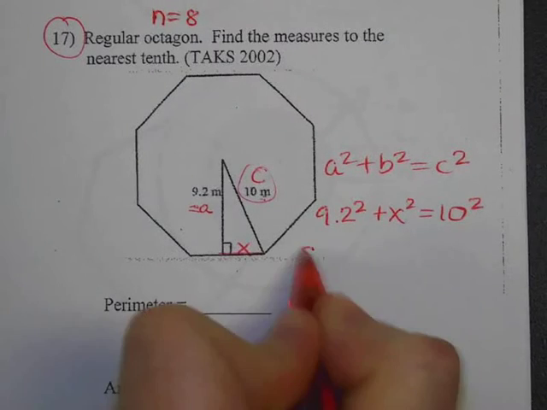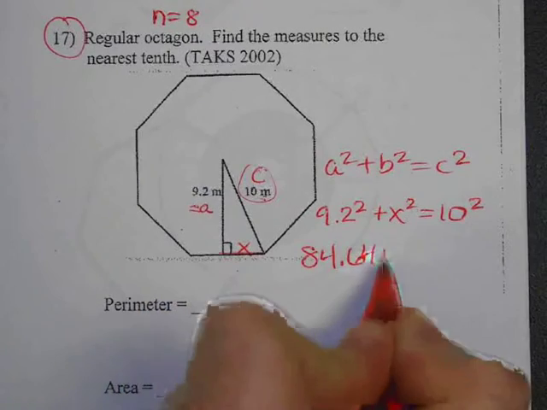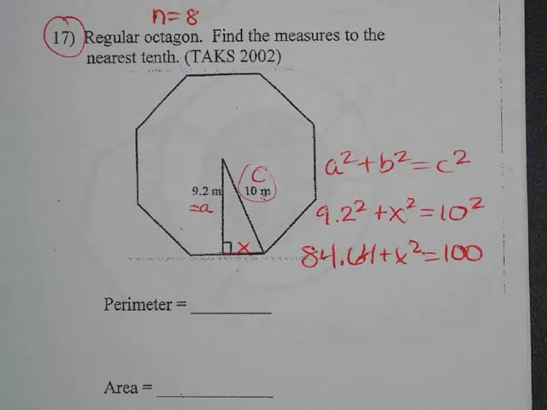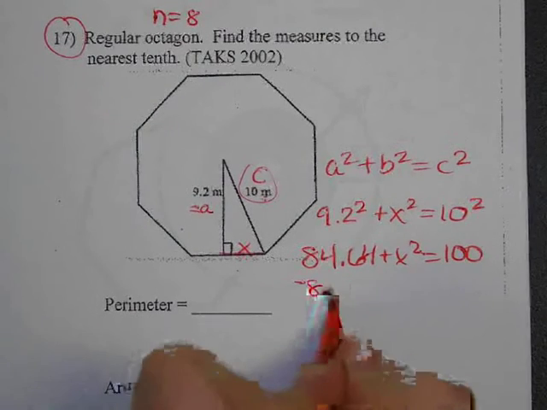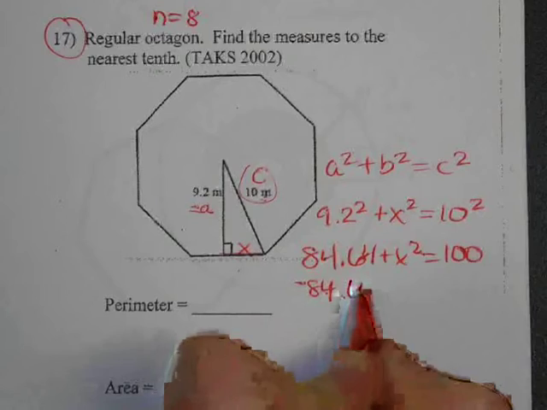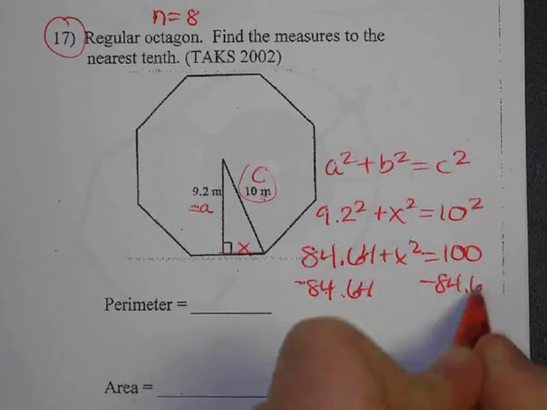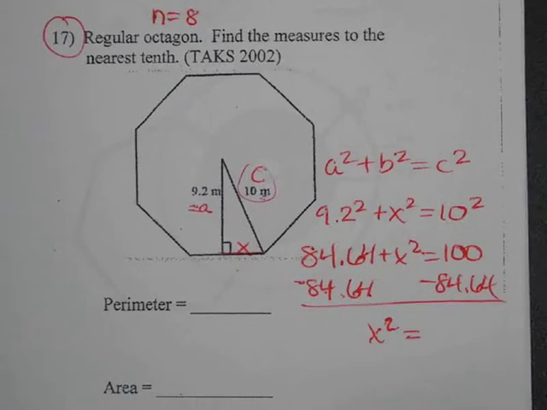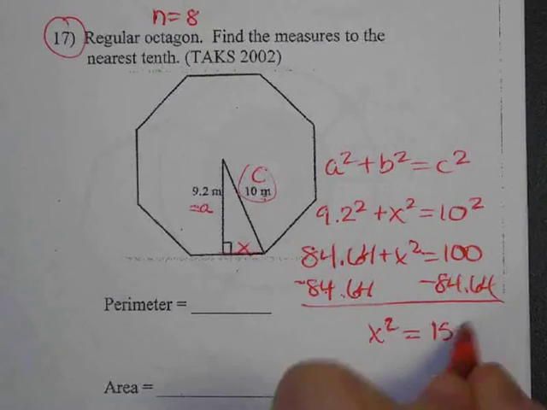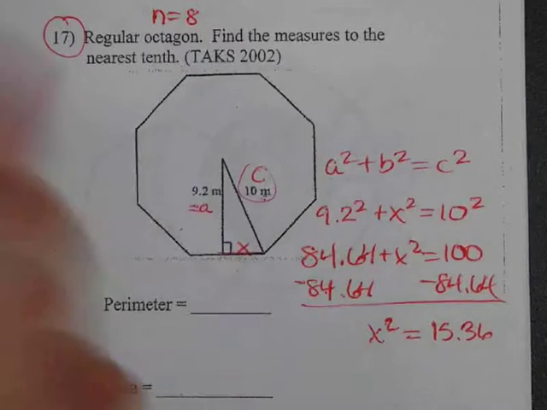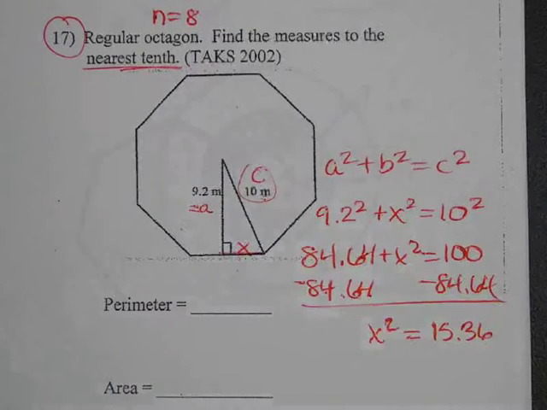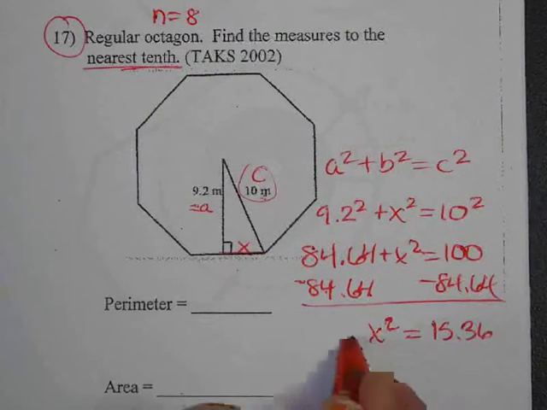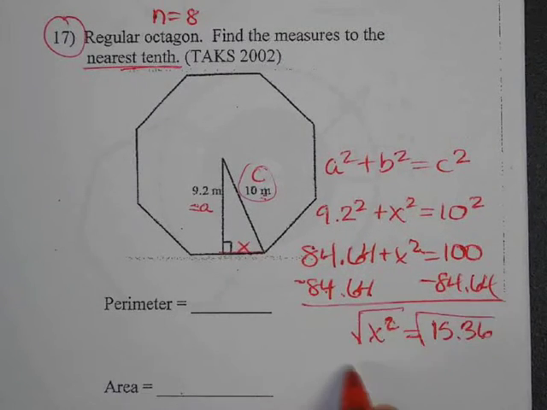9.2 squared is 84.64 plus x squared, and then 10 squared is 100. So I'm going to subtract 0.64 from each side. That gives me x squared equals 15.36. Now, because my answer is wanting nearest tenth of the final answer, it's okay to have decimals in this part. And to get rid of that squared, I'm going to go ahead and square root that number.